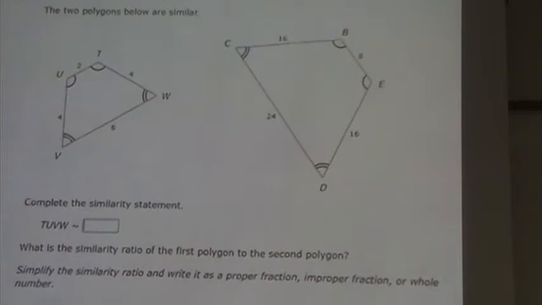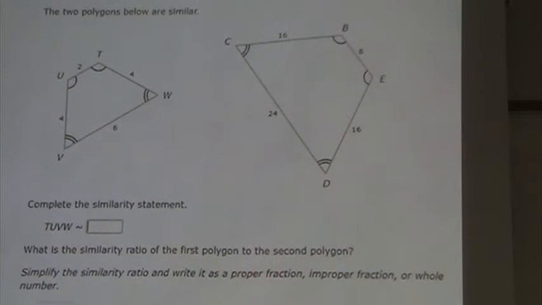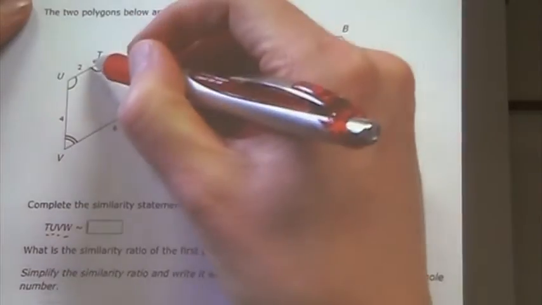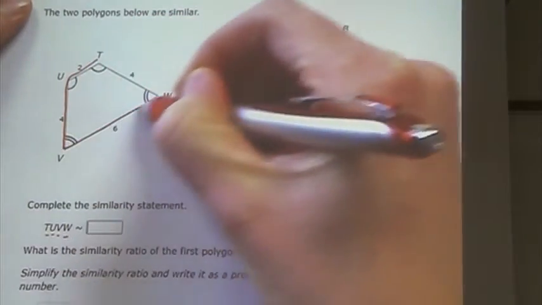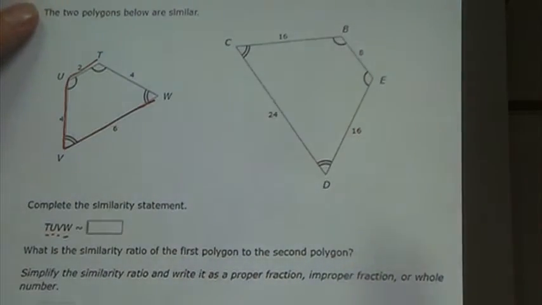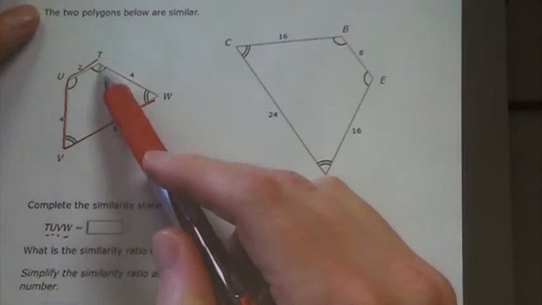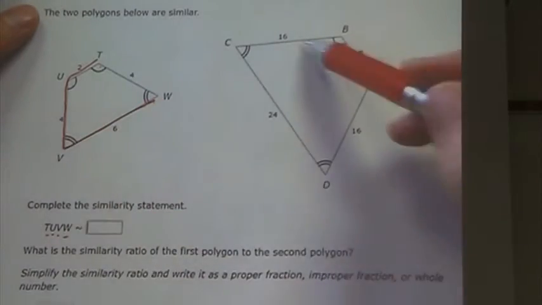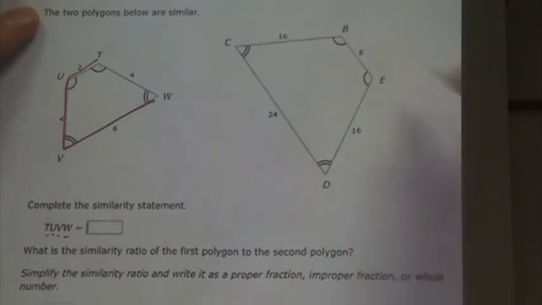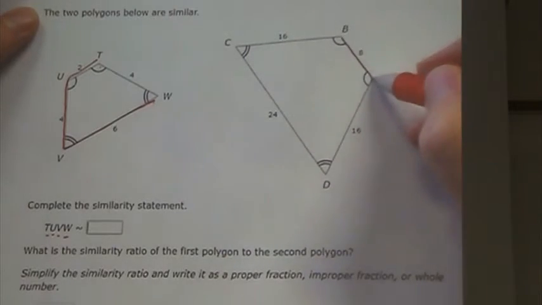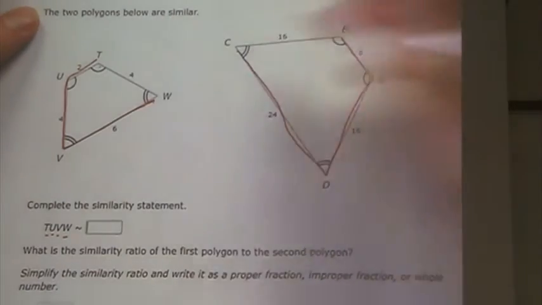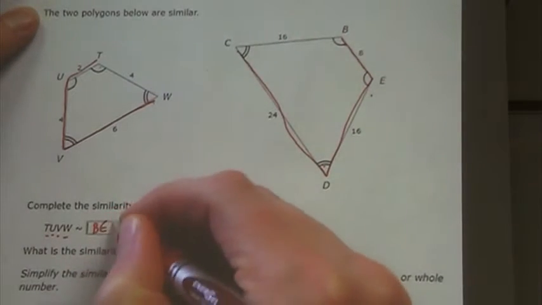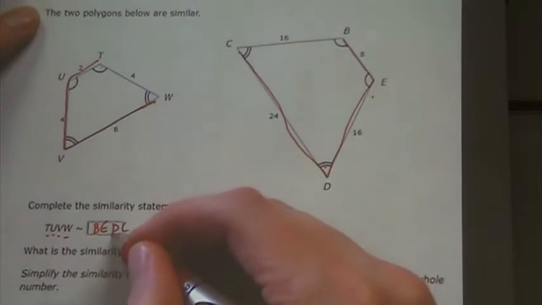Next one. These guys are similar. TUVW. So follow the same route. So we're going angle 1, angle 1, angle 2, angle 2. The 4s are the same, 16s are the same. Oh, we got an isosceles trapezoid. So angle 1, angle 1, angle 2, angle 2. BEDC. So that would be my statement.